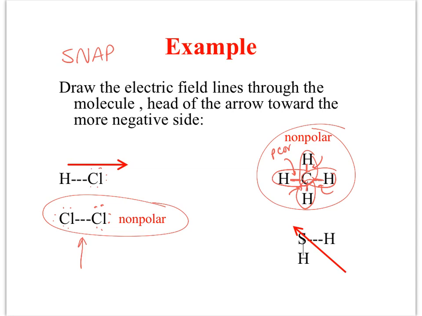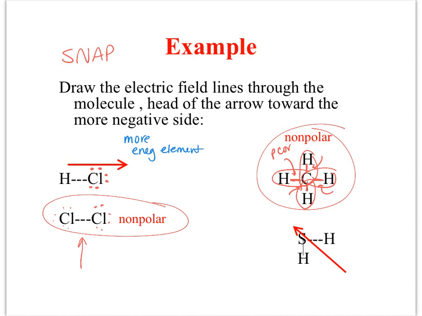But with hydrogen chloride, it has a polar bond and the molecule is asymmetrically arranged. So we have this polarity to the molecule. The side of the molecule that has the more electronegative element is going to be the more negative side of the molecule.